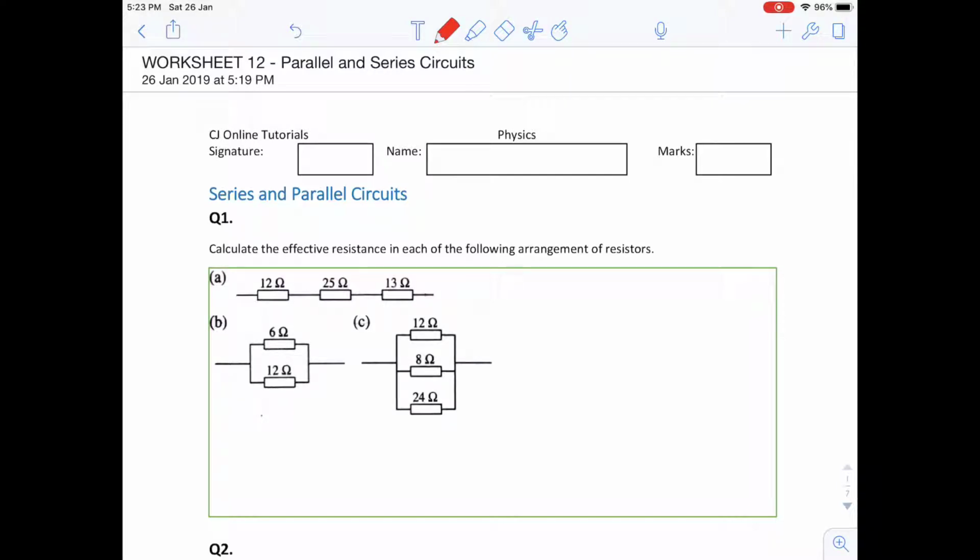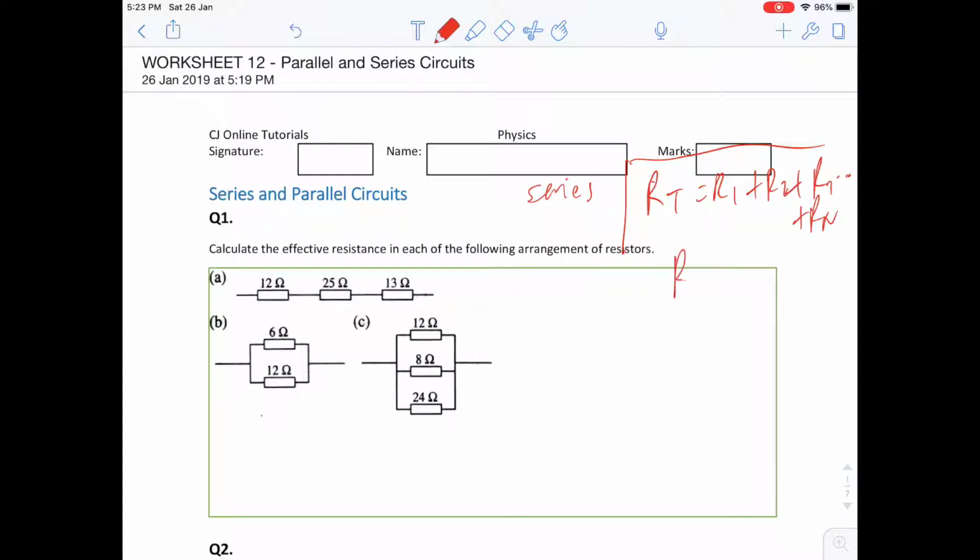So this part of the chapter, you must know how to add the different resistances. Remember there are two types of circuit: parallel and series circuit. Just a reminder, for series circuit, the formula for total resistance is just R1 plus R2 plus R3, and you just keep adding them on and on to Rn, or to the end of your series.